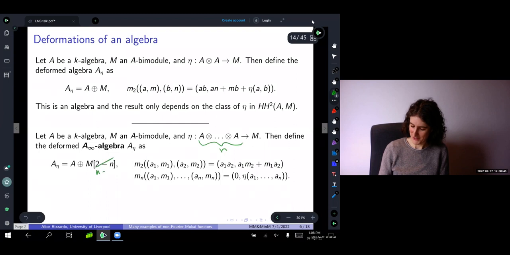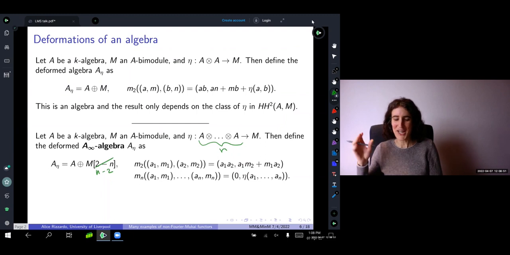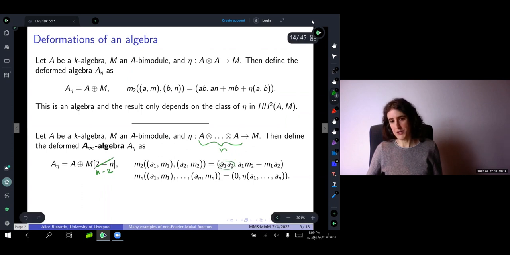This is N minus two, sorry. So M is in degree two minus N, which means I have to shift by N minus two. So it's in very negative degree. And so multiplication is the usual multiplication that you would expect, where I'm using the multiplication on A, and here I'm using the fact that M is an A bimodule.